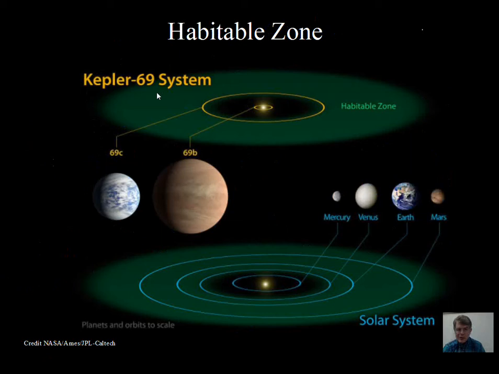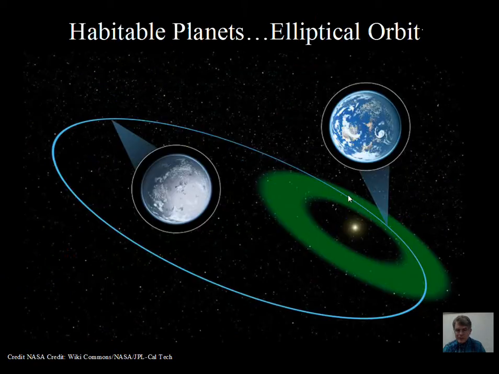Here's why we don't want an elliptical orbit, where we're too hot. Well, in this particular orbit it's liquid water, but too cold in the far extreme of the orbit. We'd rather have a circular orbit that stays in the habitable zone all the time.